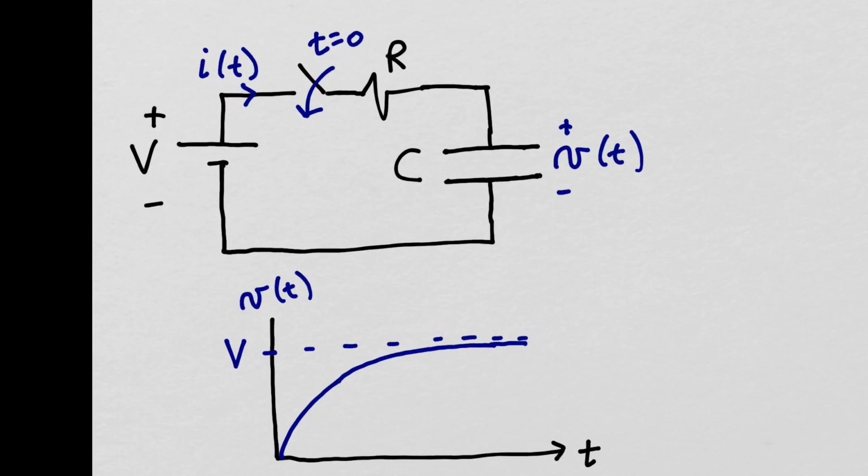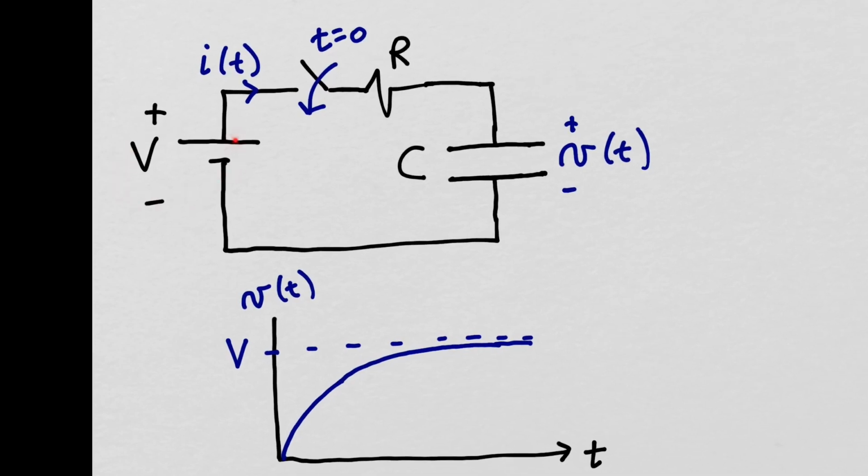We have a DC power supply that is in series with a resistor and a capacitor, and a switch that we're going to close at t equals 0. Let's start with the capacitor uncharged, so Q at t equals 0 is going to be 0. When we close this switch at t equals 0, a current is going to start to flow, and that current is going to charge the capacitor.